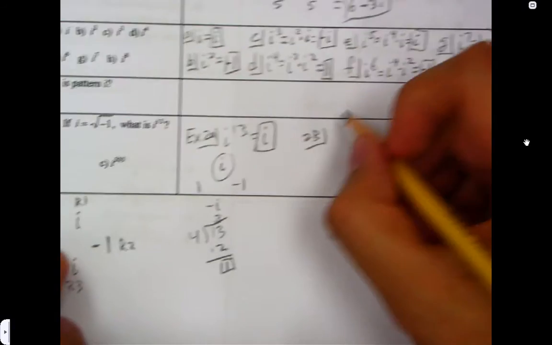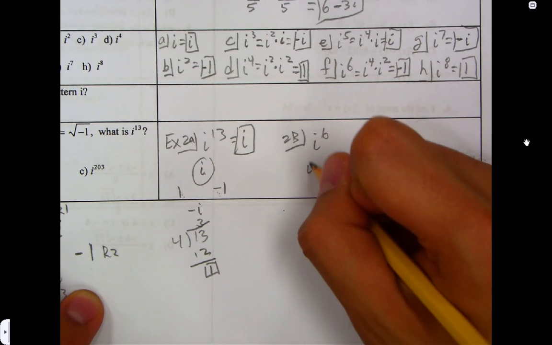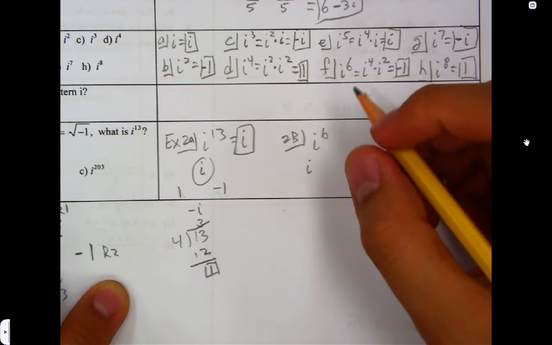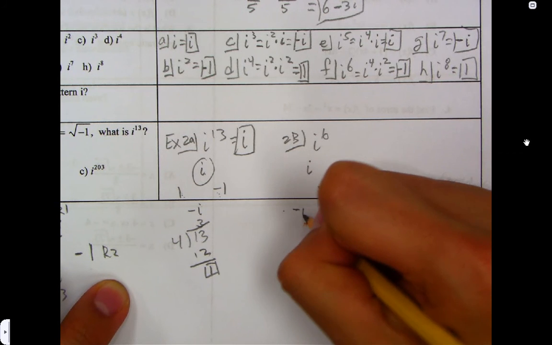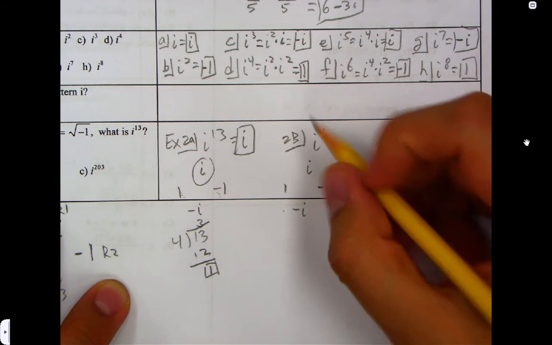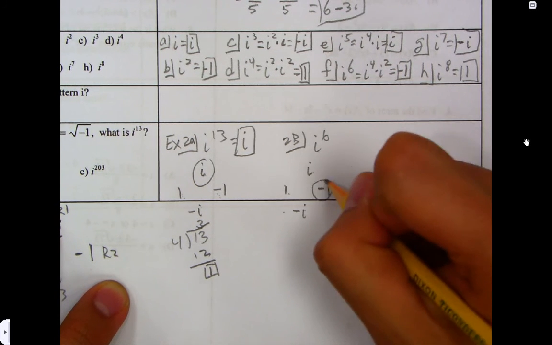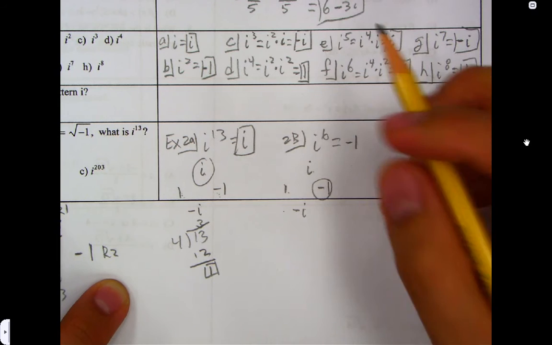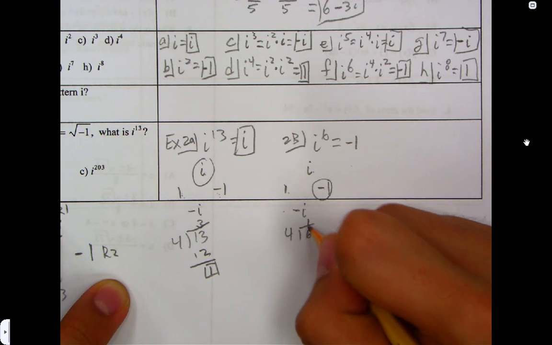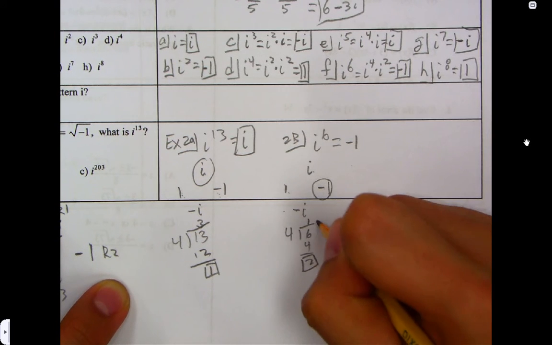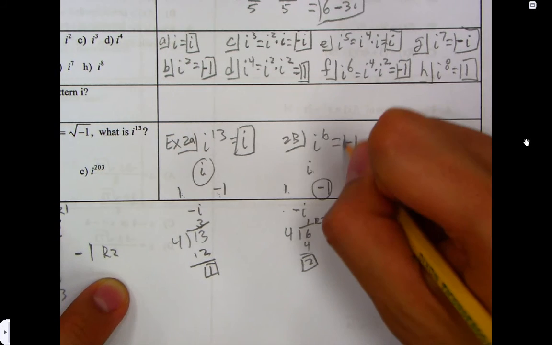2b, I to the 6th. So I would write the pattern again. I, we always start at I. I squared is negative 1. And the other ones are opposite. So the opposite of negative 1 is 1. Count 6 times. 1, 2, 3, 4, 5, 6. So our answer is negative 1. Or the other way is 4 goes into 6 once with a remainder of 2. So count twice. 1, 2. And you would still get negative 1.